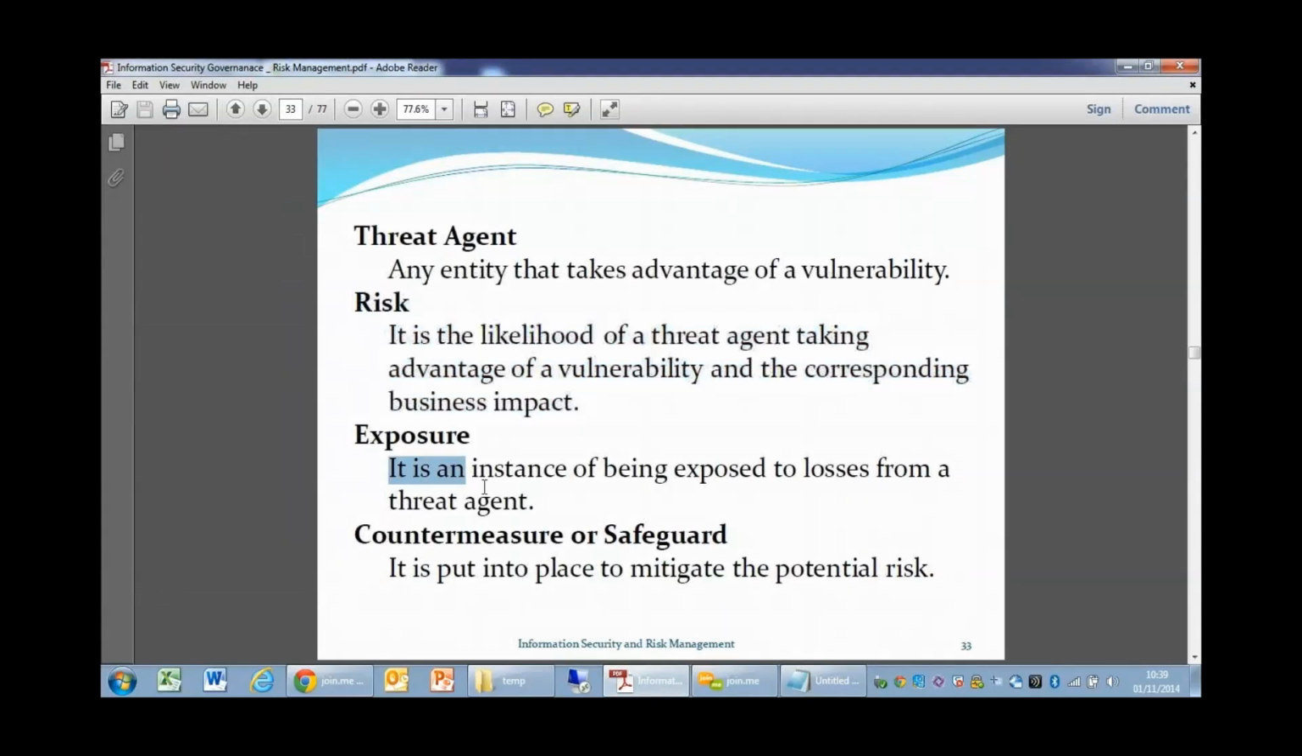Exposure is nothing but the vulnerability. Exposure means how much the threat can exploit the vulnerability. That's called exposure. And countermeasure or safeguard, we all understand, it is nothing but the control. Moving on to the next concept.